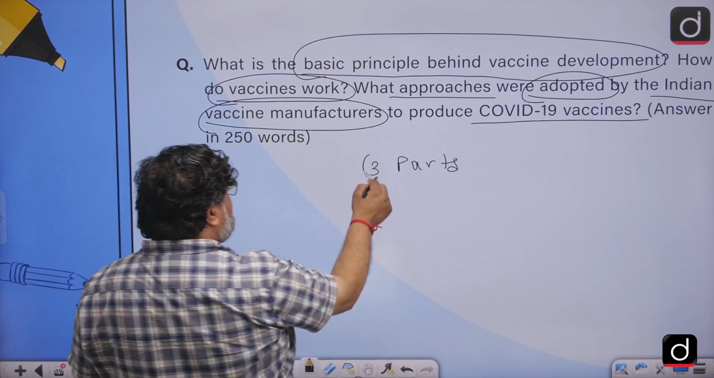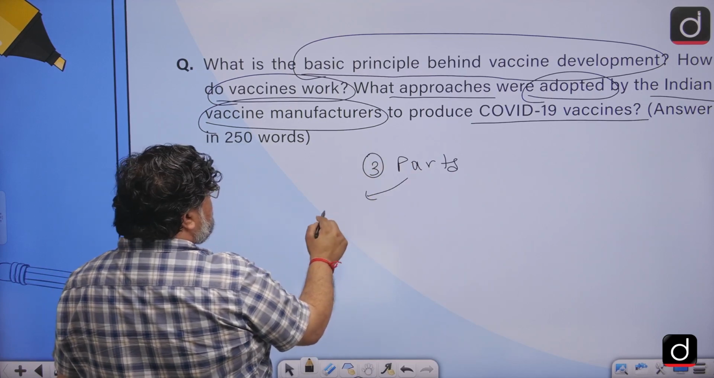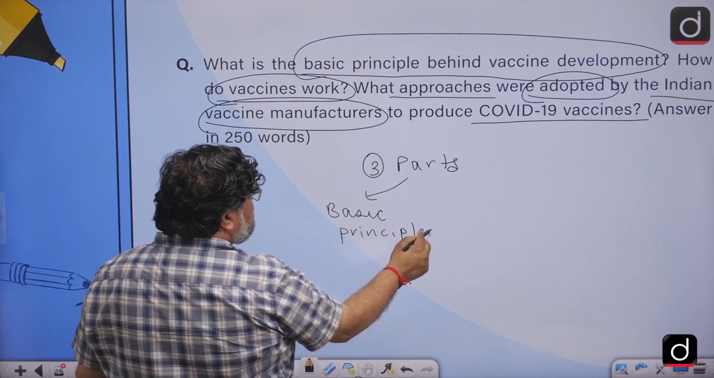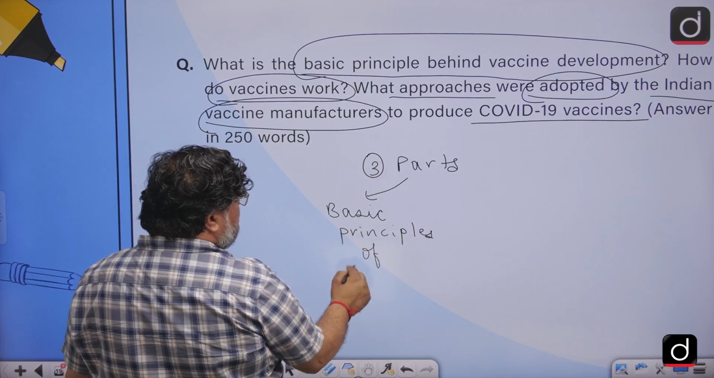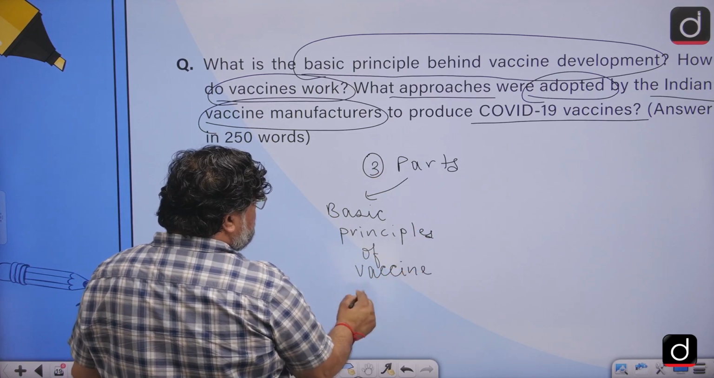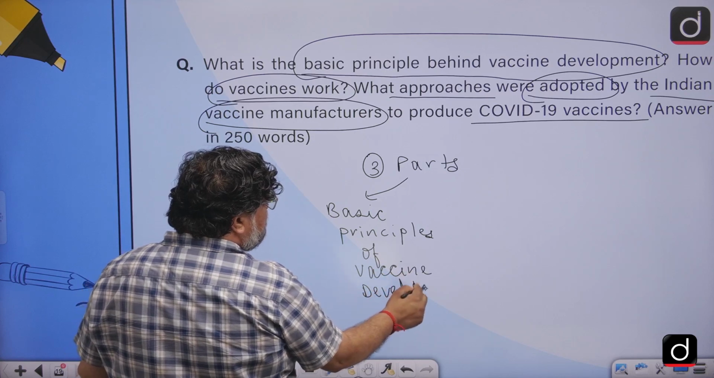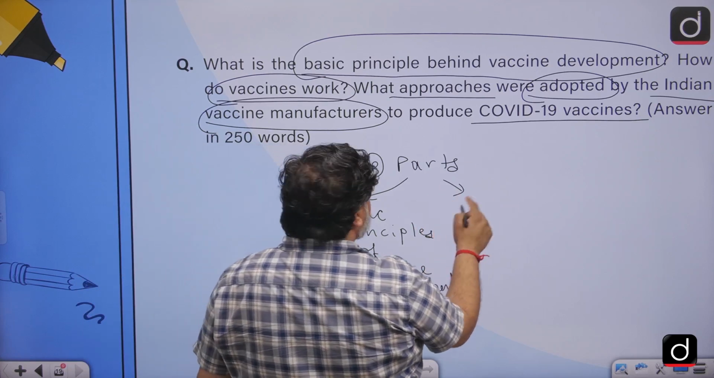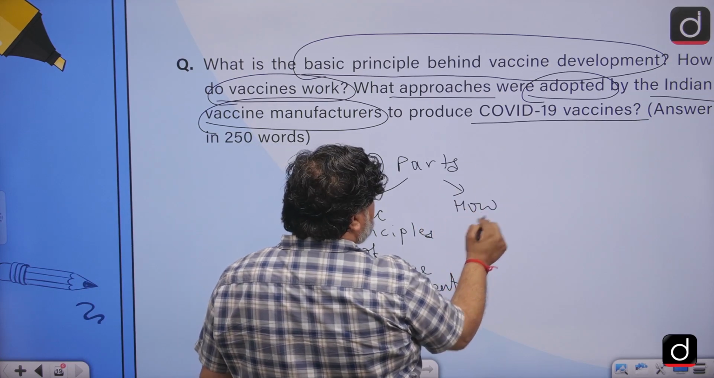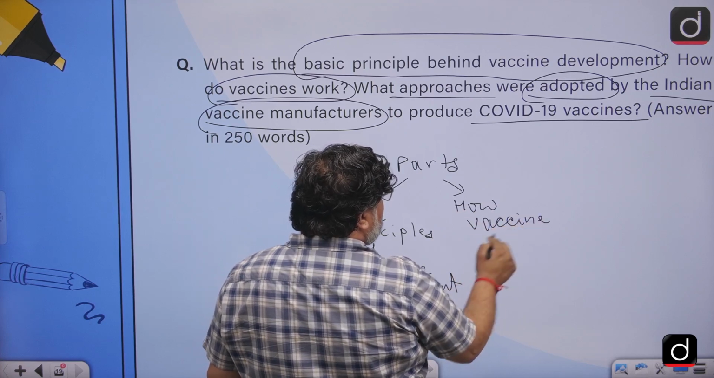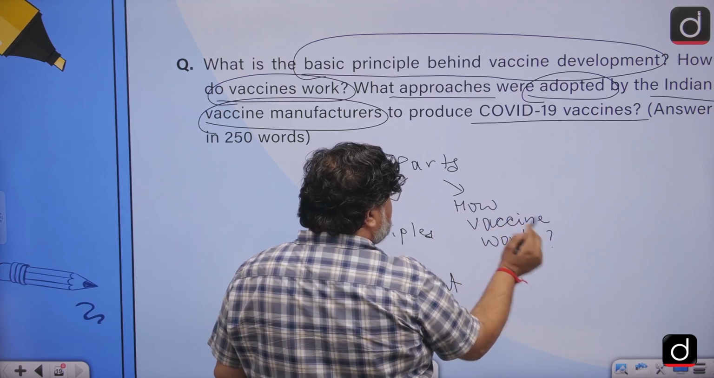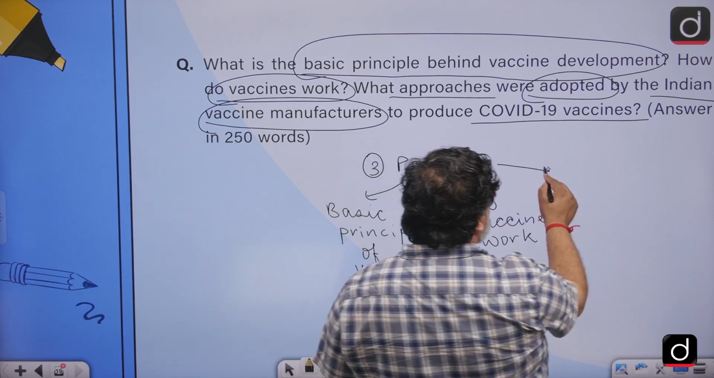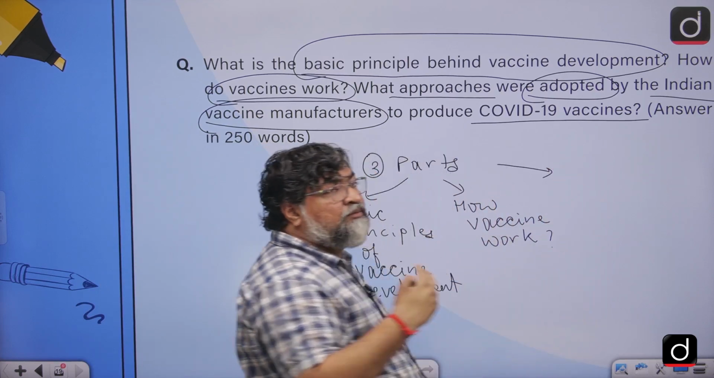So again, you have certain words to write it down. First is the basic principles of vaccine development. This is the biotechnology, how the vaccines are made. Second part of the question is asking how the vaccine works, right? The mechanism: once we take a vaccine, how it works inside the human body. And the third part of the question is about the Indian manufacturing companies.